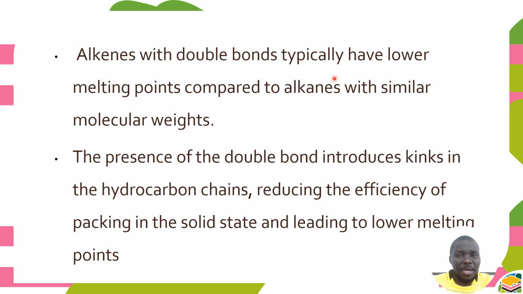Alkenes with a double bond typically have lower melting points compared with alkanes of similar molecular weights. The presence of a double bond introduces kinking in the hydrocarbon chain, reducing the efficiency of packing in the solid state and leading to lower melting points. If you check those double bonds, you find that they do not have equal strength; the first one is going to be stronger than the other one. This also reduces the efficiency of packing in the solid state. Hence, the melting and boiling points decrease compared with the corresponding alkanes, meaning alkanes of similar number of carbons. If we're talking about butene, we're also supposed to talk about the alkane butane.